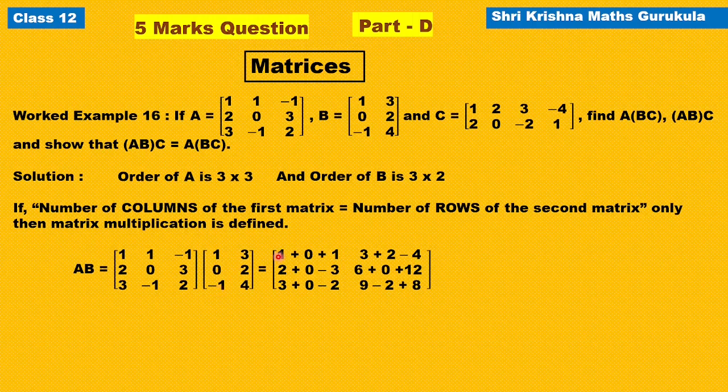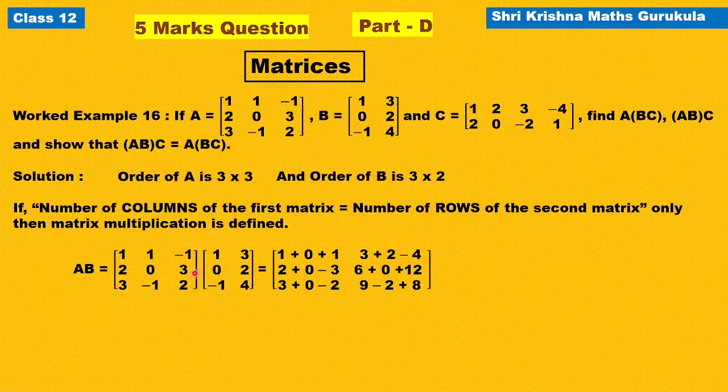Then we are done with the first term. Then first row, second column. Again we'll multiply with the corresponding terms. 1 into 3 gives us 3. 1 into 2 gives us 2. Minus 1 into 4 gives us minus 4. So it is 3 plus 2 minus 4. Now we are done with the first row.